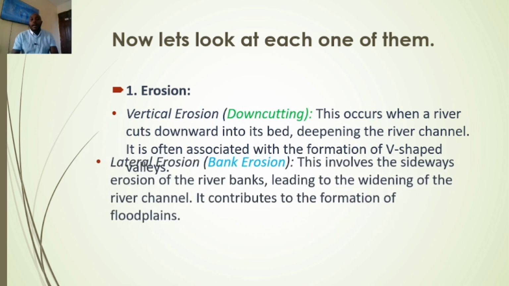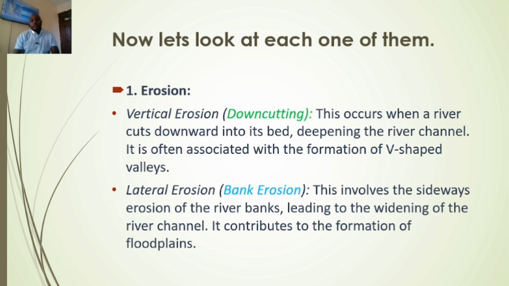And then we have lateral erosion, which we can also call bank erosion. Remember we talked about the sideways. Each side of the river we call a river bank, so at the bank of that river we have lateral erosion. This involves the sideways erosion of the river banks, leading to the widening of the river channel. Remember, the vertical deepens, but the lateral widens the river. It contributes to the formation of floodplains, which we will discuss later when we talk about landforms formed in rivers.